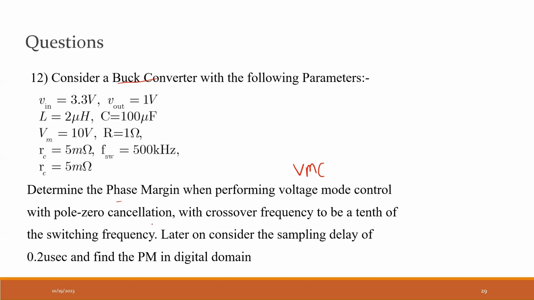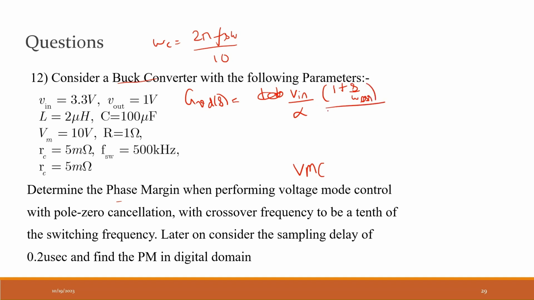We are doing pole zero cancellation, and we are taking the crossover frequency to be a tenth of the switching frequency. So my crossover frequency is 2 pi FSW by 10, which we have determined. This is voltage mode control, so my transfer function required is GVD of S. For a buck converter, it is given by Vin upon alpha, which is my DC gain, into (1 plus S upon omega ESR) upon (1 plus S upon Q omega naught plus S square upon omega naught square). This is my GVD of S.